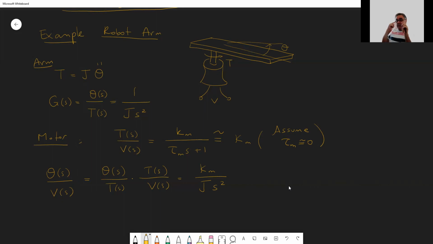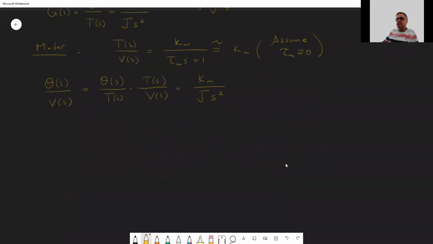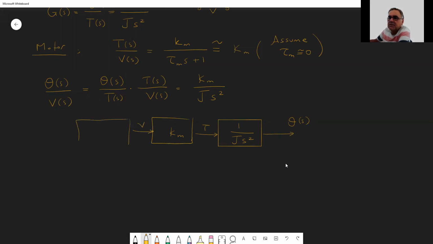Okay, so we can control this. Our system looks like this. This is the arm, 1 over Js squared. Torque comes in, theta goes out, theta of S. And the torque is generated by the motor, which we will assume to be Km. So the voltage comes in, and the voltage is generated by the controller. The controller is C of S.